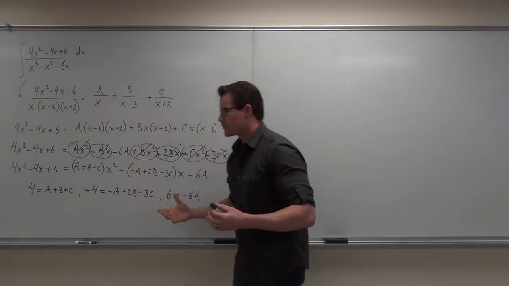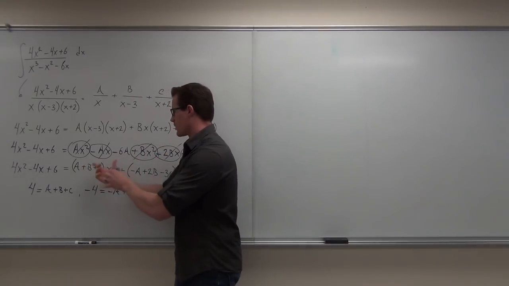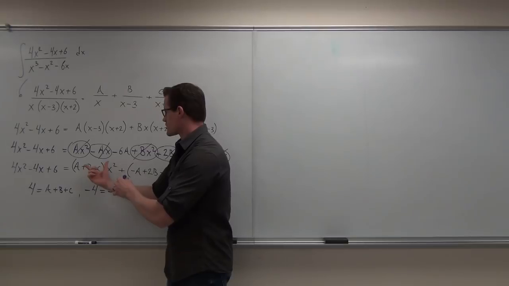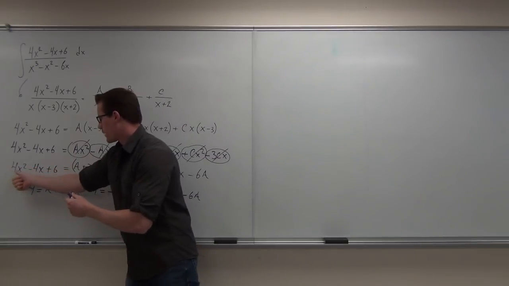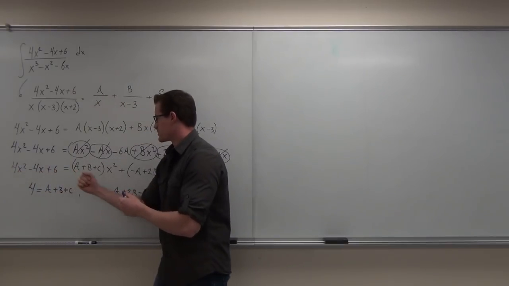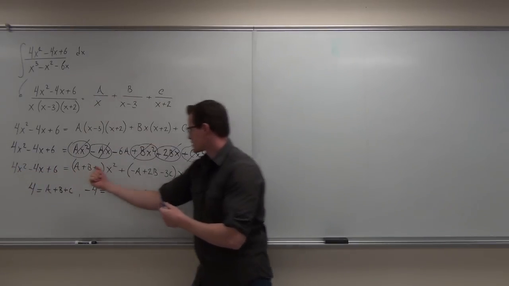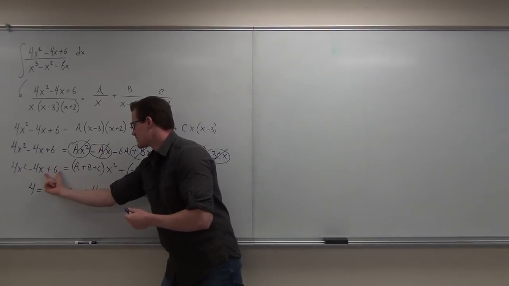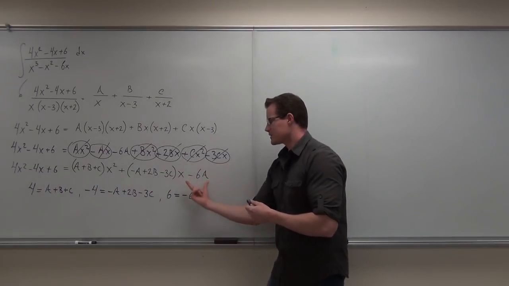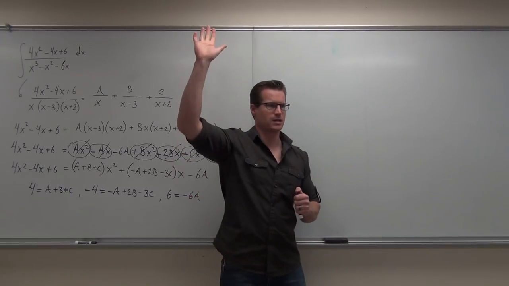So we've factored out our like terms. So we have a plus b plus c x squared. For 4x squared, 4 must match up with a plus b plus c. Negative 4 must match up with negative a plus 2b minus 3c. Positive 6 must match up with negative 6a. Show of hands, feel okay with the idea?